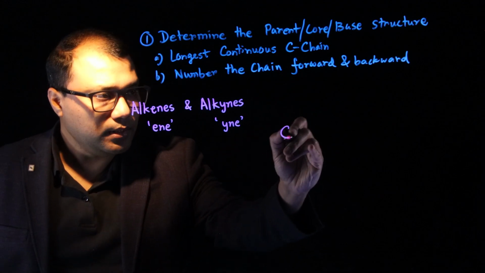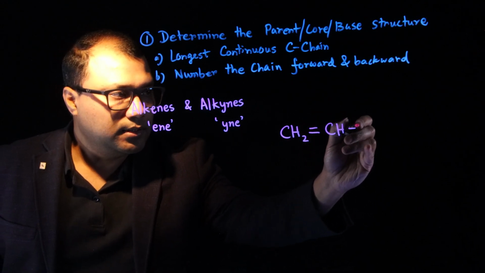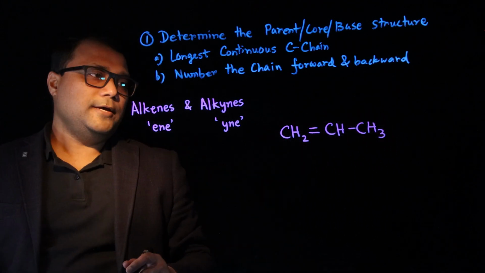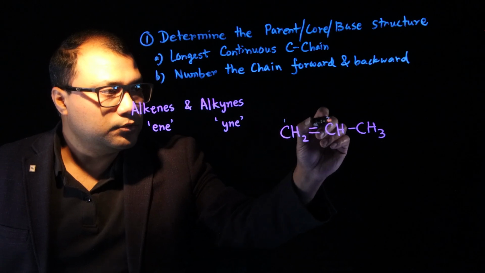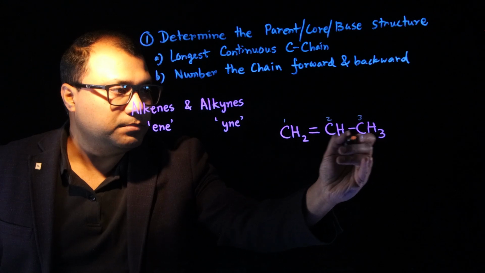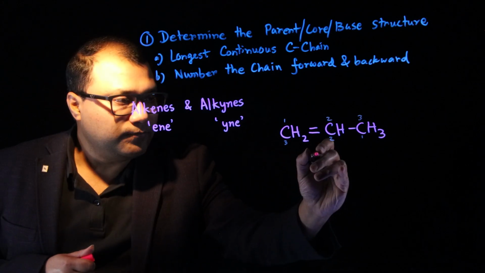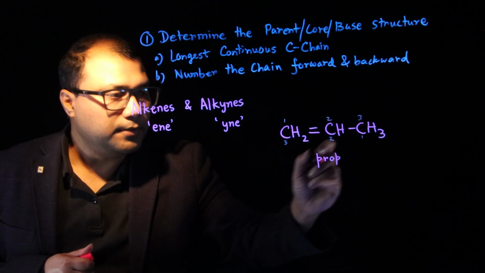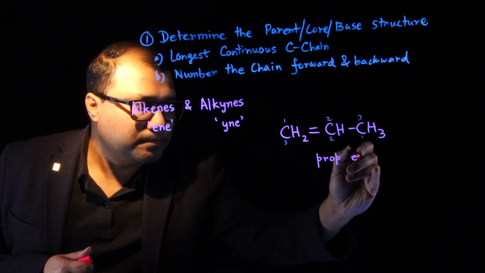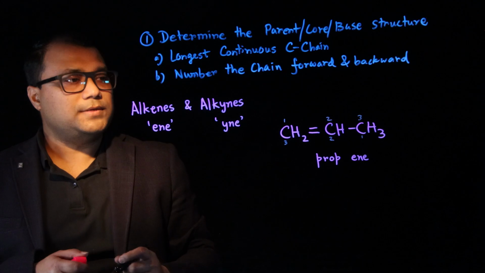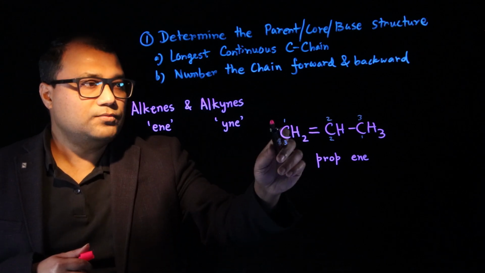Let's take an example. Let's say CH2 double bond CH-CH3. Like we said, let's first number them 1, 2, 3, and then we also reverse number them 1, 2, 3. There are three carbon atoms, so the name must start with "prop". Now there is a double bond, which means it's an alkene, so the name should end with "ene". Now notice I kept a space here. It's because we also need to determine the position of the double bond in the chain. That's the reason we did the numbering.